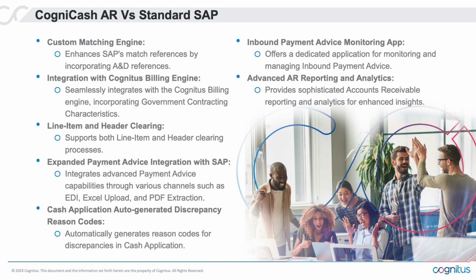We've also built an inbound payment advice monitoring app that allows us to monitor all inbound payments and expedite the processing of these payments. The payment process can be done either through someone processing or posting these payments, or it can be set up as a batch job where inbound payments that meet specific criteria that we set forth ahead of time are automatically paid and automatically posted to the customer accounts. We've also expanded the AR reporting and analytics for the Cash App.